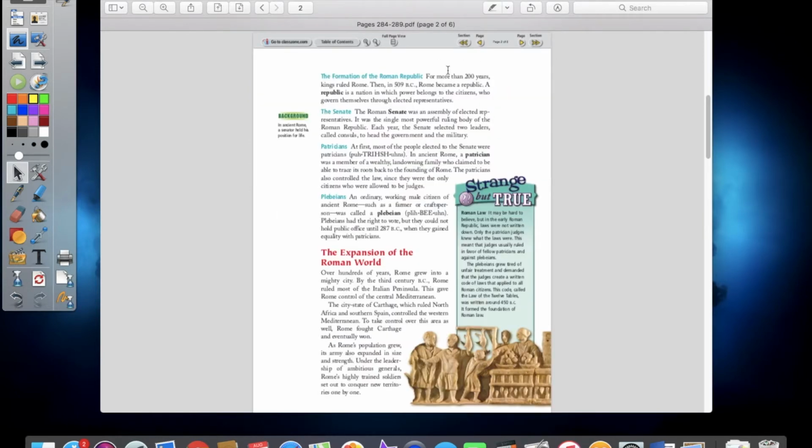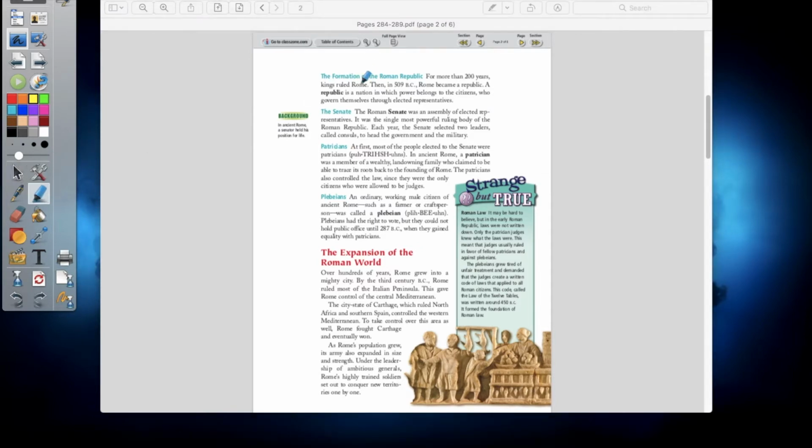And because of that, during this time period, what ended up happening is that the Romans, for about 200 years after being ruled by kings, in 509 BC decided to adopt a republican style of government, which is the same kind of government that we use today here in the United States and pretty much the entirety of the world, for democracy anyways. A republic is a nation in which powers belong to the citizens who then govern themselves through elected representatives. So the people vote for leaders. That's pretty much how a republican system works.